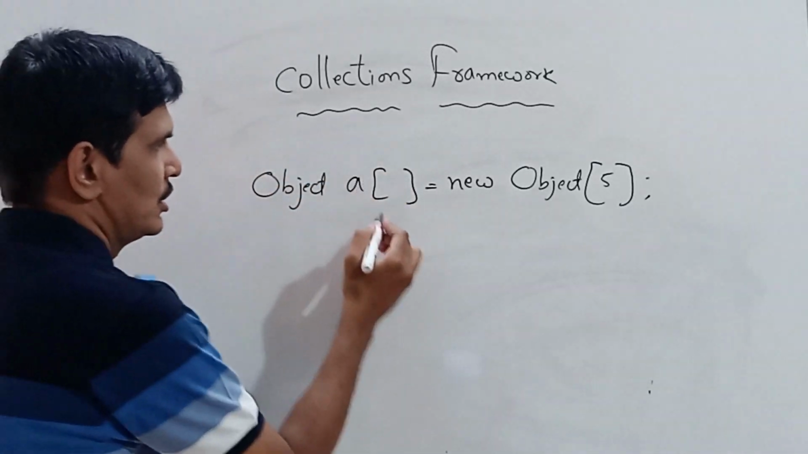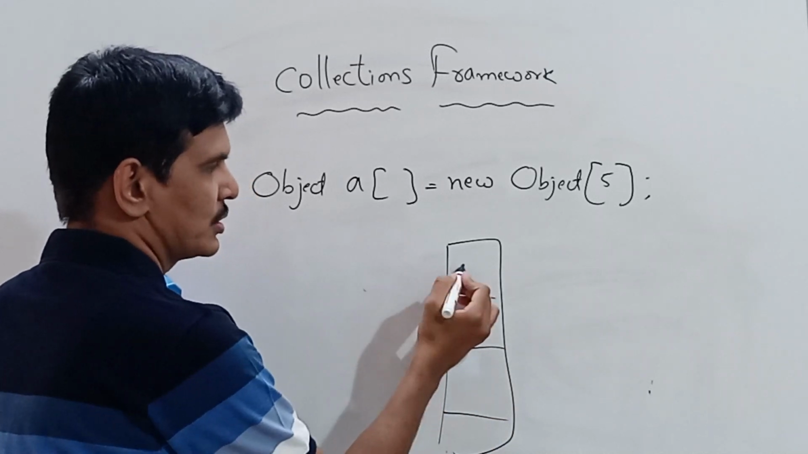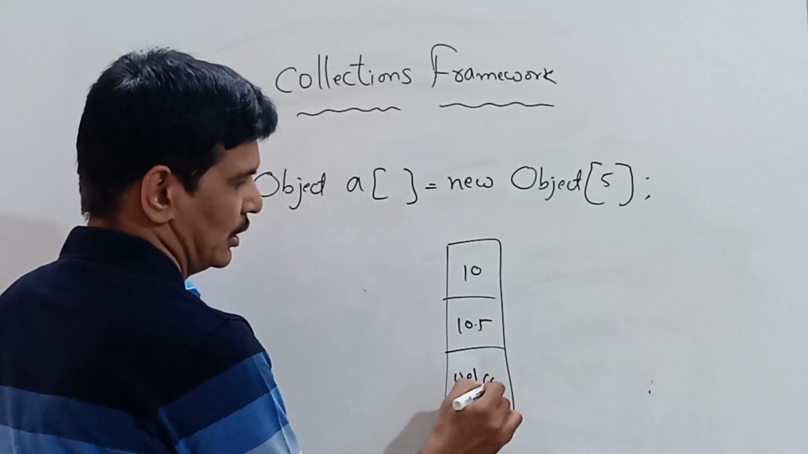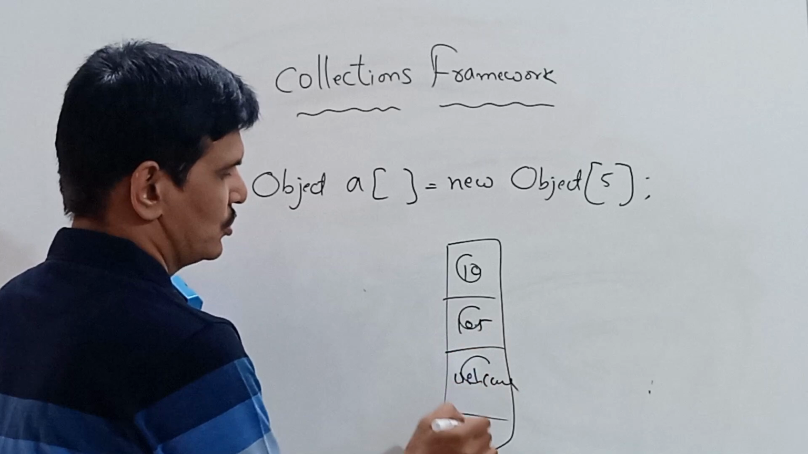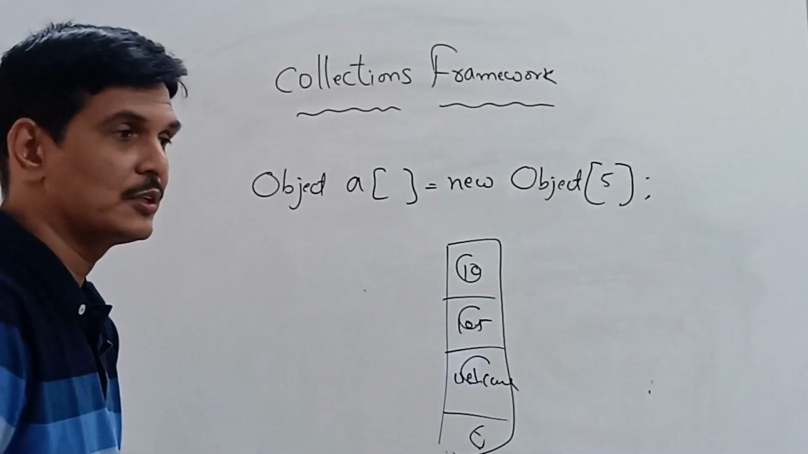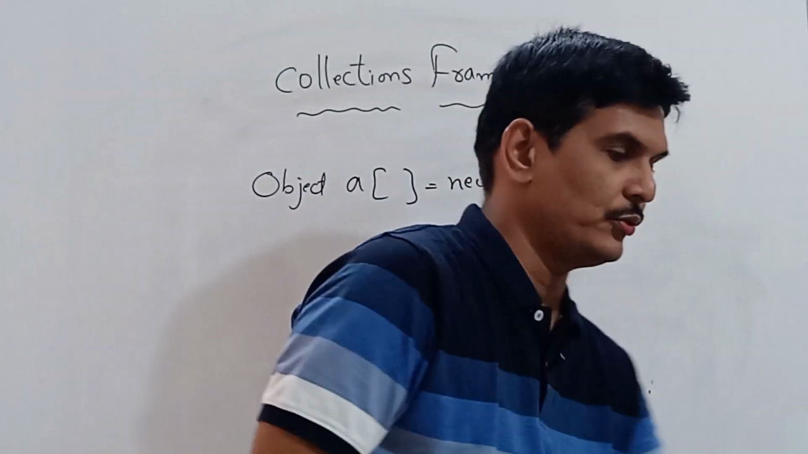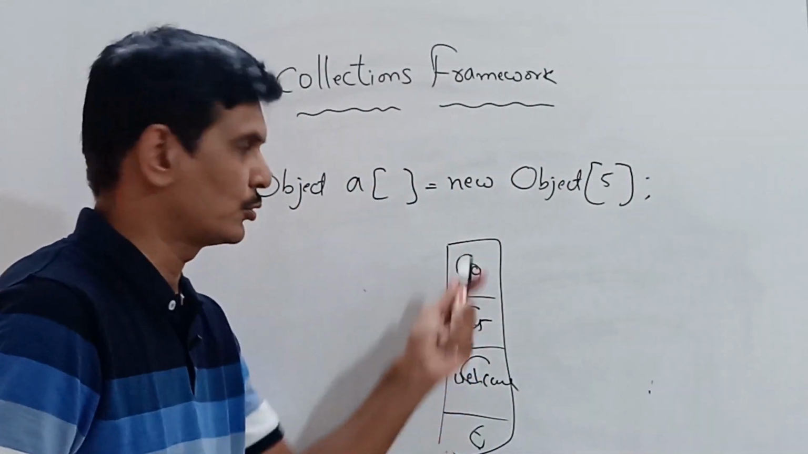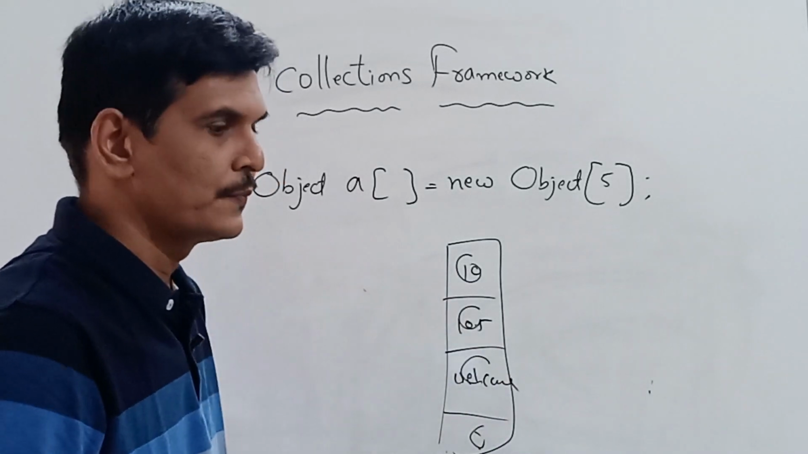For example, it will create 5 locations, and here I can put a number, here a decimal number, here a string, and so on. Similarly, different types of objects can also be stored in this array. So somehow we can overcome this problem by using an object array. Here also we are representing a group of objects as a single entity, so this is also a kind of collection.